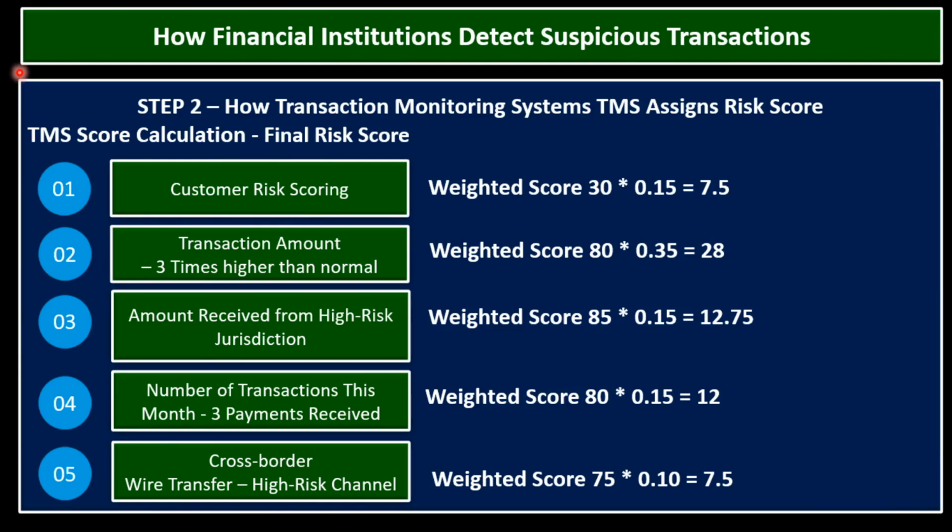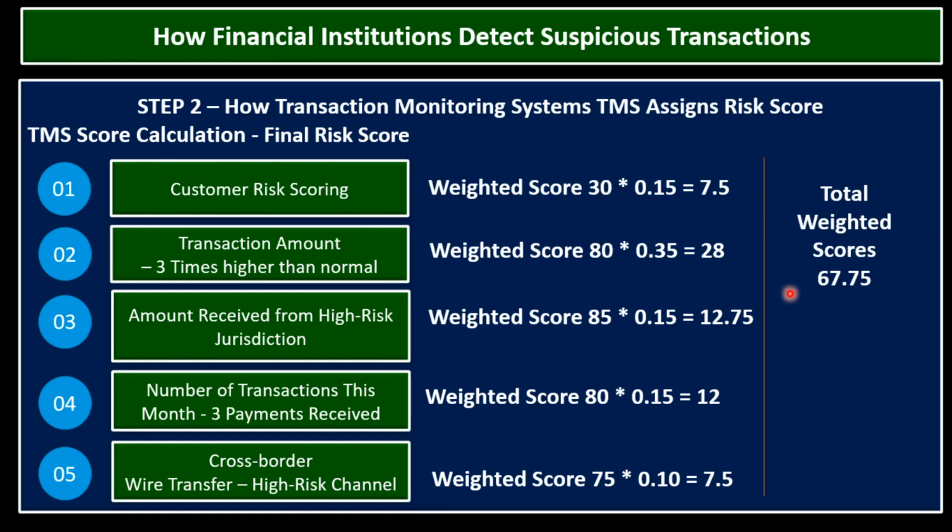So as we are discussing the transaction monitoring system backend calculation for final score calculation of Mr. A, we discussed that these were the risk factors that were considered by the transaction monitoring system, and individual weighted scores are calculated. And when the system adds up total weighted scores for each risk factor, it becomes 67.75. So this is the total weighted scores.